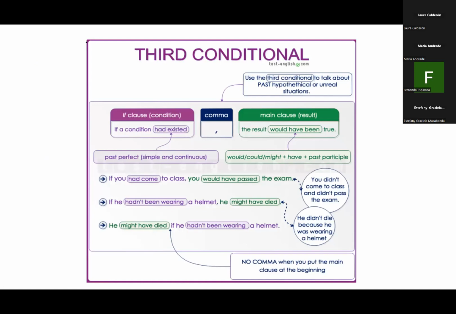Okay, in the third conditional, we have, again, two clauses. The if clause, where is the condition? The if clause, the tense used there is going to be the past perfect. And in the main clause, you are going to use modal would, modal have, and past participle of the verb. Or remember that here in the third conditional, you can also use modal could or modal might. So now you know which one is the difference between would and could. And just to make sure about the tenses.